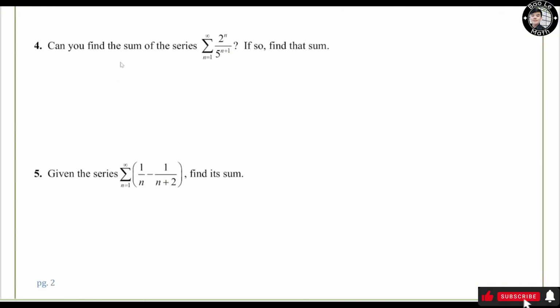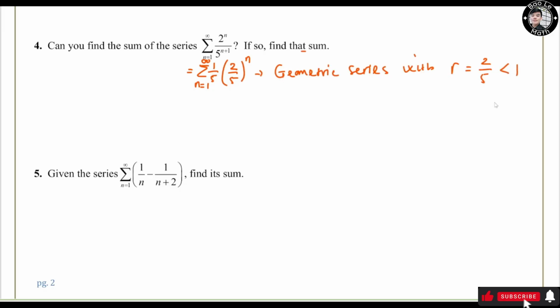Now number 4, can you find the sum of the series? If so, find that sum. This one can be written as the sum from n equals 1 to infinity of 2 over 5 altogether raised to the n, and you have 1 over 5 right here. This is a geometric series with common ratio equal to 2 over 5, which is less than 1. So by the geometric series test, the series converges to a over 1 minus r.